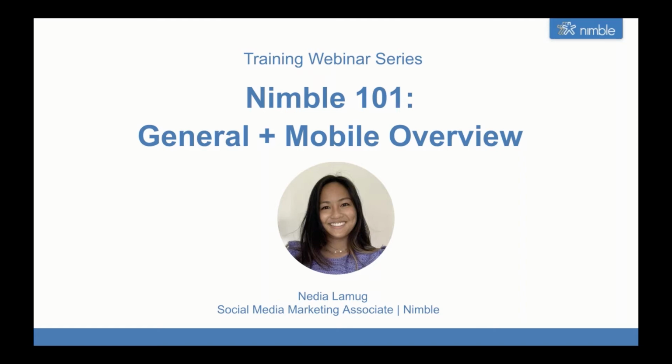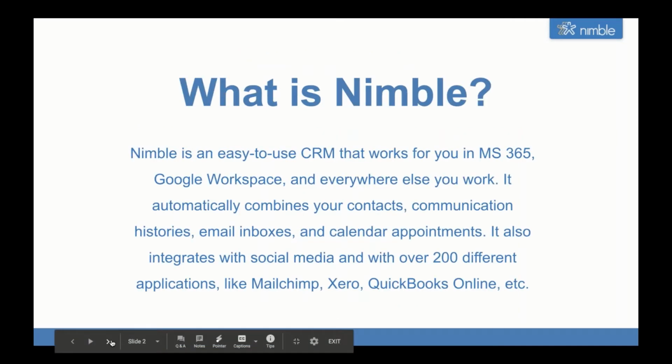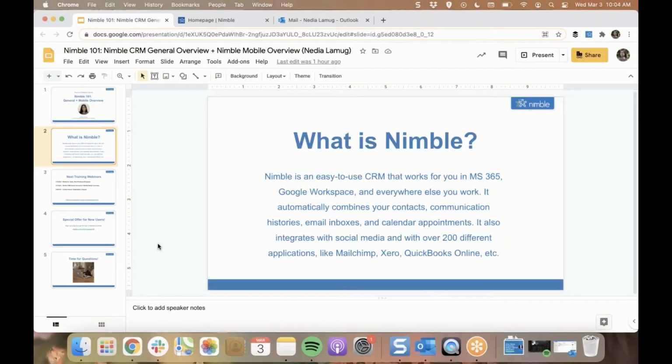Before we get started, let's spend a few minutes talking about what Nimble is. So Nimble is an easy-to-use CRM that works for you in MS 365, Google Workspace, and everywhere else you work. It automatically combines your contacts, communication histories, email inboxes, and calendar appointments. It also integrates with social media and with almost 200 different CS applications. So let me go show the Today page.